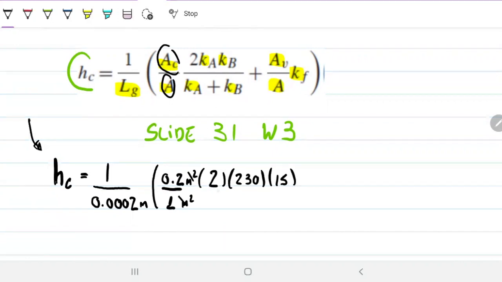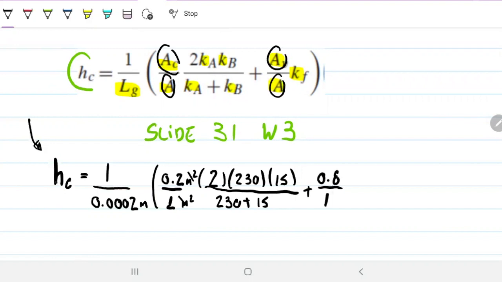Divided by the sum of them. So 230 plus 15. Please get your calculators because we're going to have to do this together. This is all summed up with the area of the void over the total area. So the area of the void is 0.8 meters squared and the total area is 1. So again, it's like 80%, right?